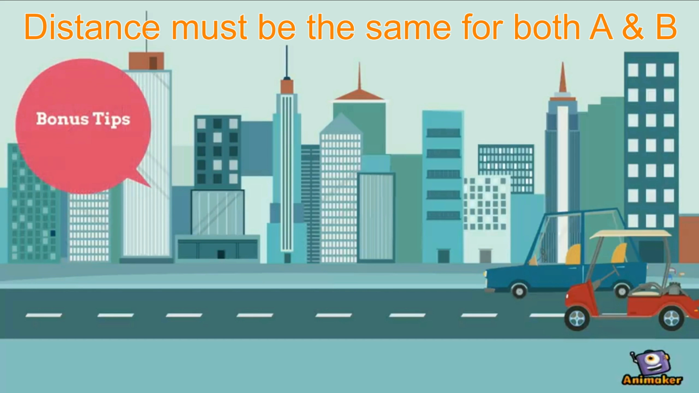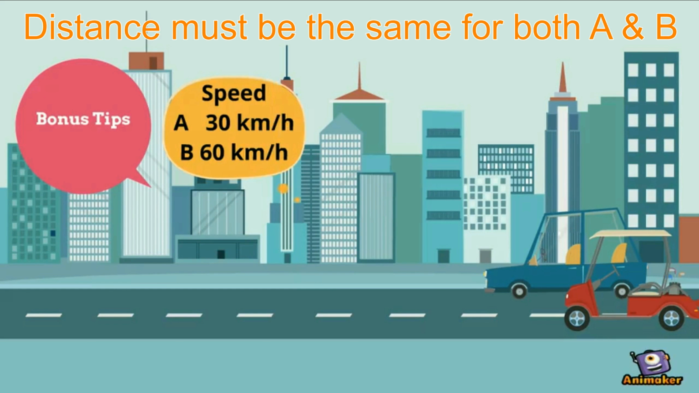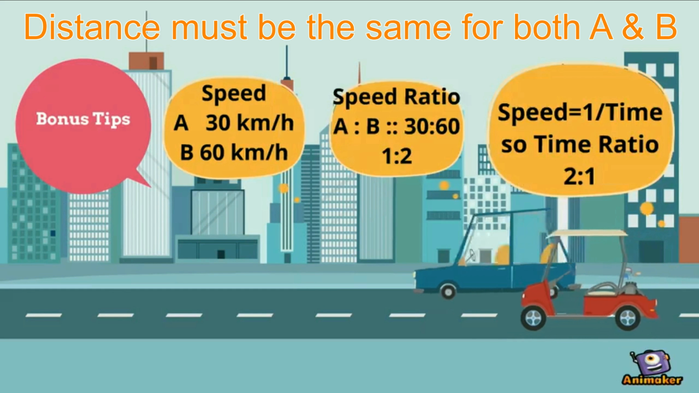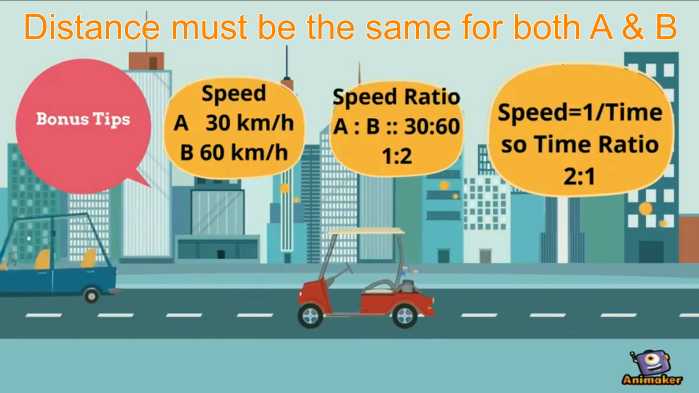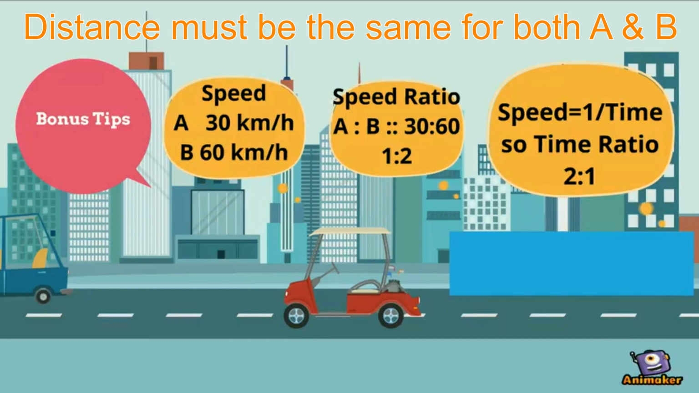The bonus tip for you is that speed and time ratio is always inversely proportional. If the speed of A and B is 30 and 60, and the speed ratio is 1:2, then their time ratio would be 2:1. Under the condition that the distance must be the same for both.